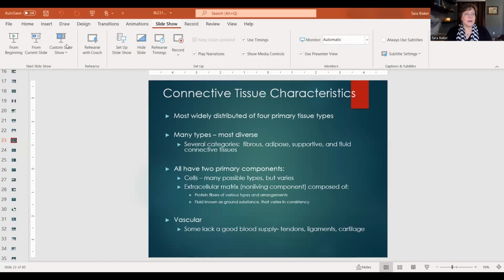And I'm going to end up introducing you to 12 different specific types of tissues that fall into 4 different categories. So by the end of this video, you should be able to describe the function and structure of 12 different specific types of connective tissue. All right, so let's go ahead and pull up the slides and open that up.